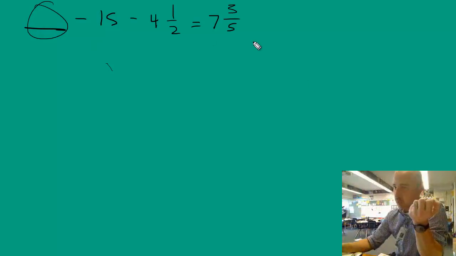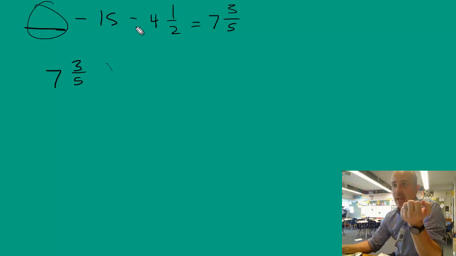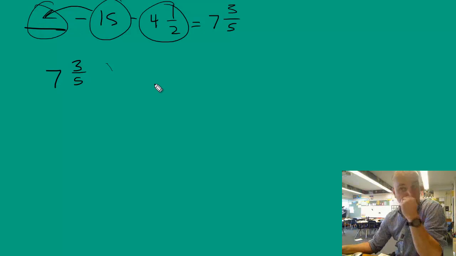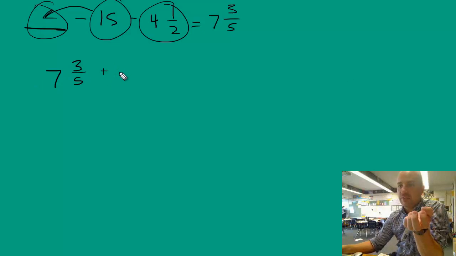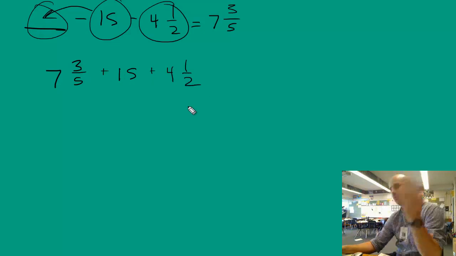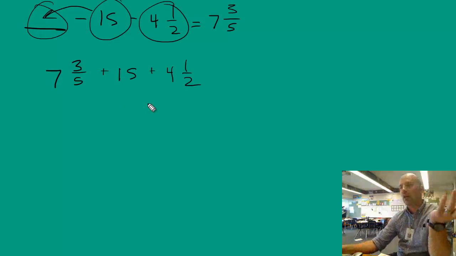So what I want to do then is I have my 7 3/5, and if I add back in this and this, I'm going to find out what this was. So 7 3/5. I've got this little scribble I need to get out of my way. It's going to drive me crazy. 7 3/5, and I need to add in 15, and I need to add in 4 1/2. Well, that seems pretty easy. These are all pretty big numbers.